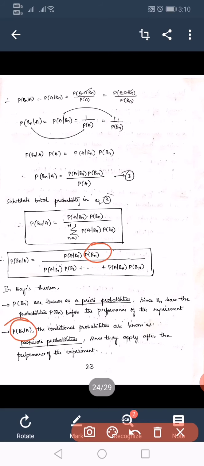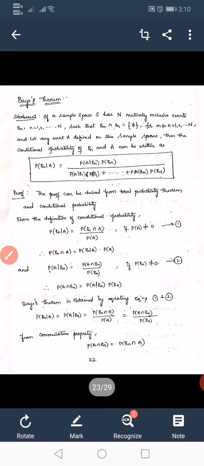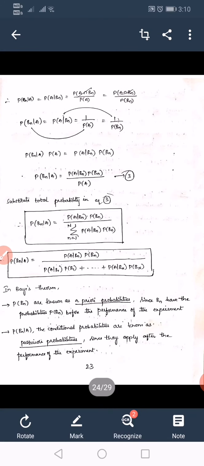Okay, so where practically this Bayes theorem is used, an example of Bayes theorem is, if we want to find out the tests of a patient. Okay, so by conducting a medical test on a patient, we can say that the patient is diagnosed with this type of problem. So in those cases we use Bayes theorem.